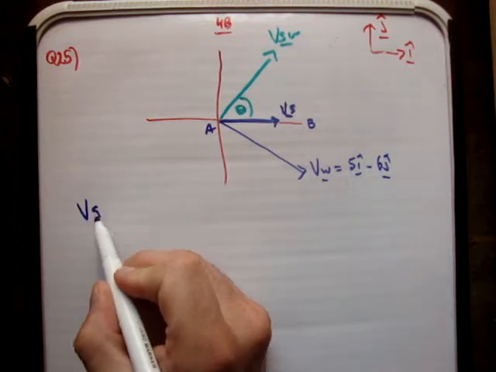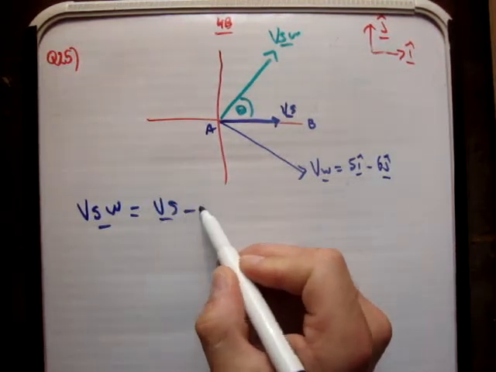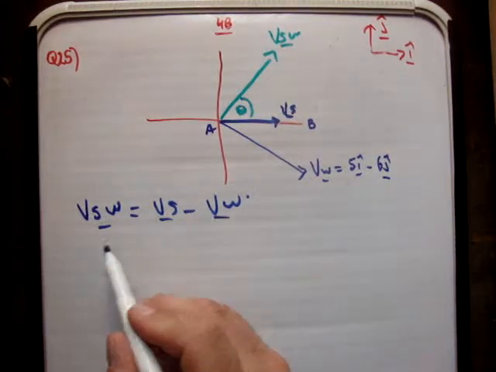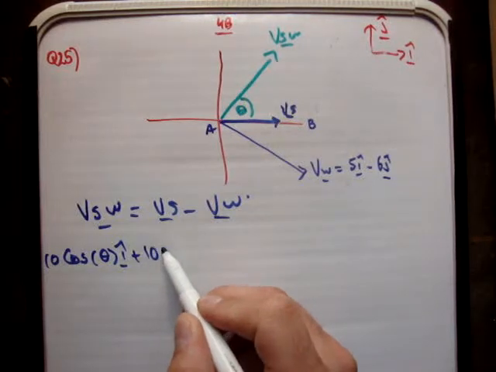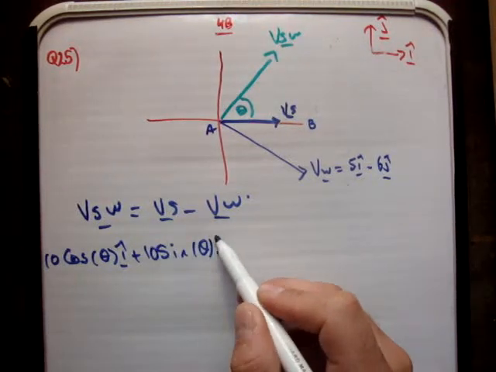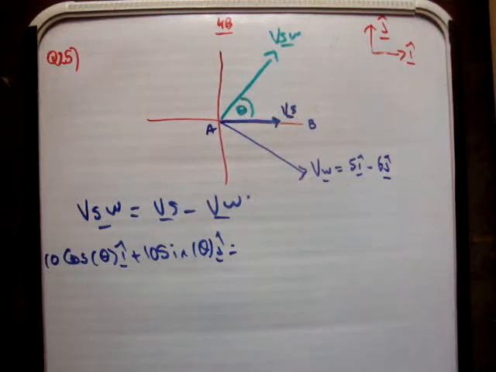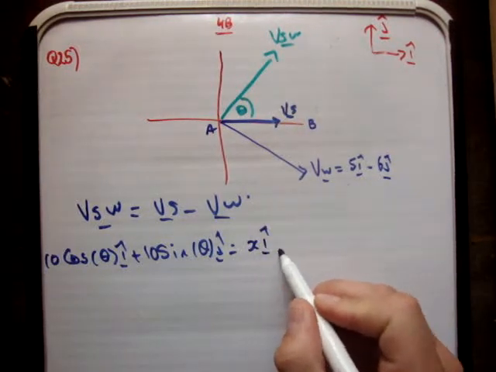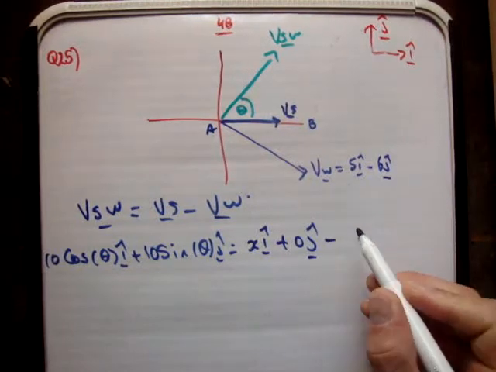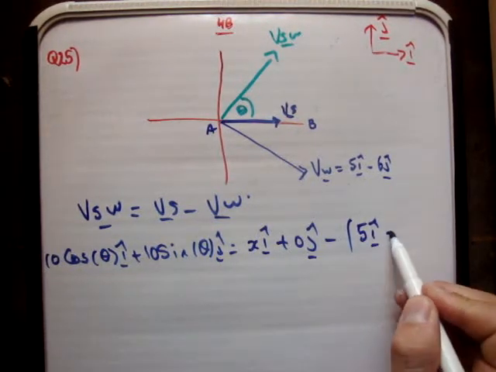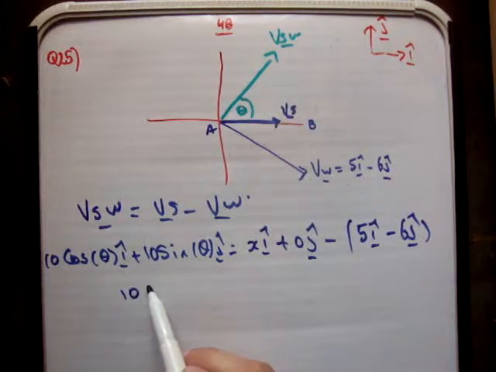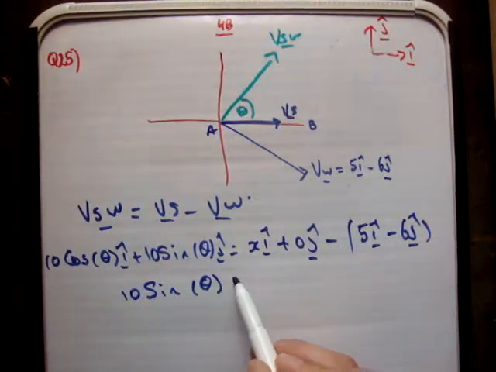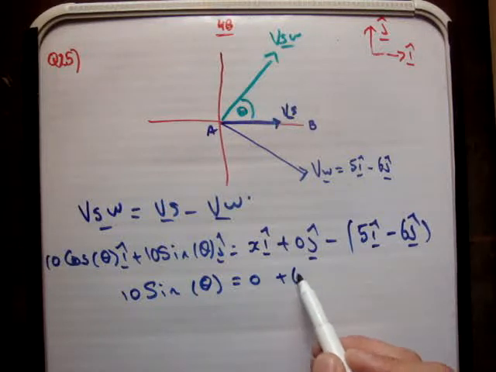So we know that VSW is equal to VS minus VW. So that's just going to be 10 times the cos of theta i hat plus 10 times the sine of theta j hat is equal to, I'm going to call the velocity of the ship x, so it's going to be x i hat plus 0 j hat, and we need to take away from that 5i hat minus 6j hat. Now of course all the i's equal and all the j's equal, so we're going to get that 10 times the sine of theta is equal to 0 plus 6.